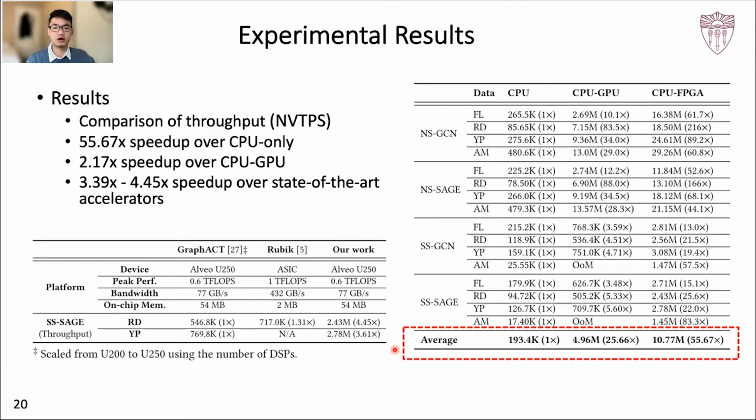We also compare our work with some state-of-the-art accelerators like GraphACT and Rubik, and our accelerator can achieve around 3 to 4 times speedup. So in conclusion, we designed a general framework. Given GNN parameters and platform data, we can generate high throughput GNN training accelerators on a CPU-FPGA platform.